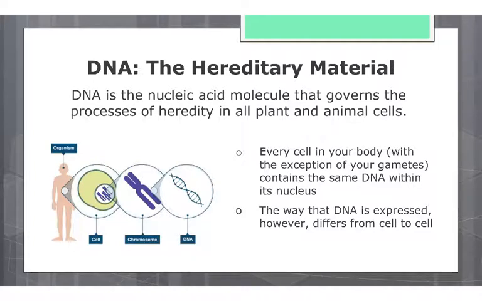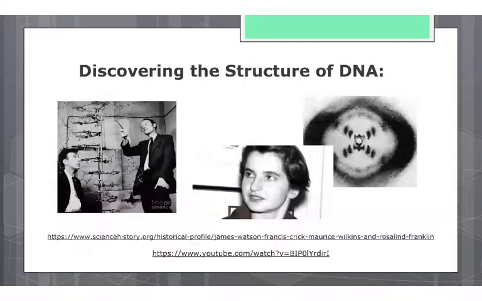DNA, the hereditary material. So DNA is the nucleic acid molecule that governs the process of heredity in plants and animals. Every cell in your body, except for gametes, contains the same DNA within its nucleus. The way the DNA is expressed, however, differs from cell to cell.